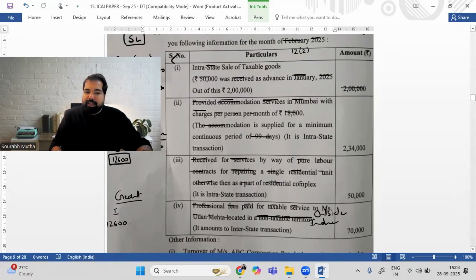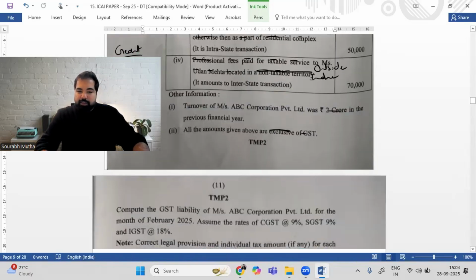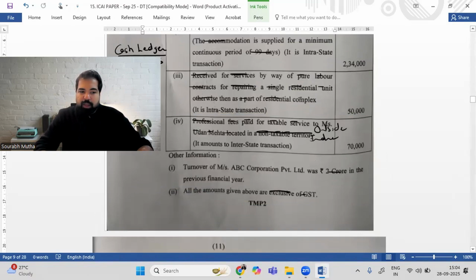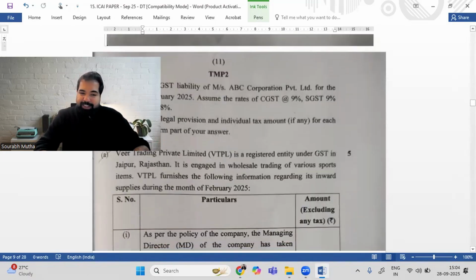Now, what about the balance? 18,000 plus 4,500, 22,500 minus 12,600 you can do, and minus 12,600 you can do. And the balance, whatever you get, you have to pay through again the cash ledger. Let's do it. 22,500 minus 12,600. That is 9,900 here and 9,900 here. So this also you have to pay through the cash ledger. This is what it is. This is a 4 or 5 mark question. Again, both are from the same chapter called ITC.